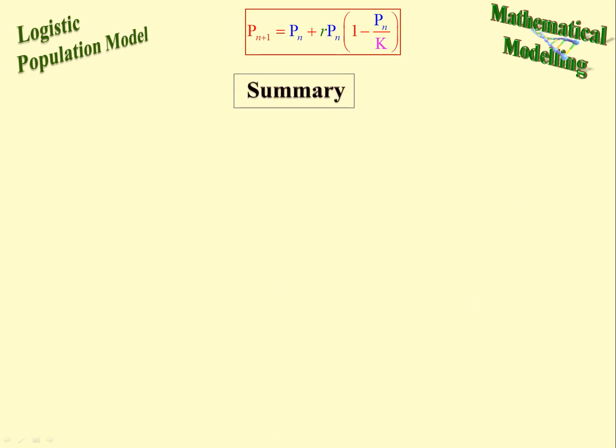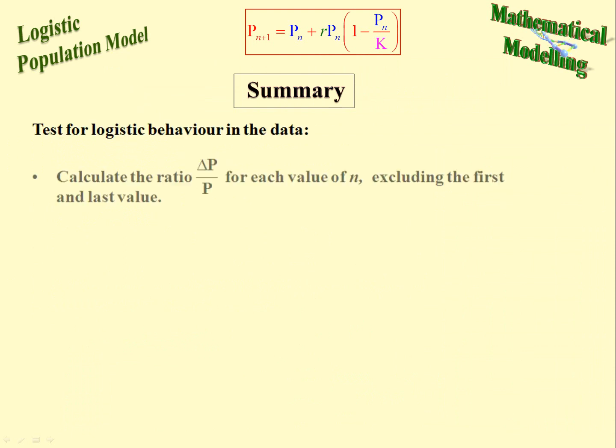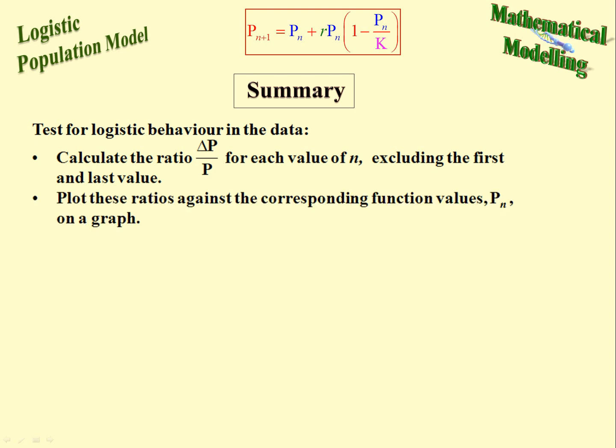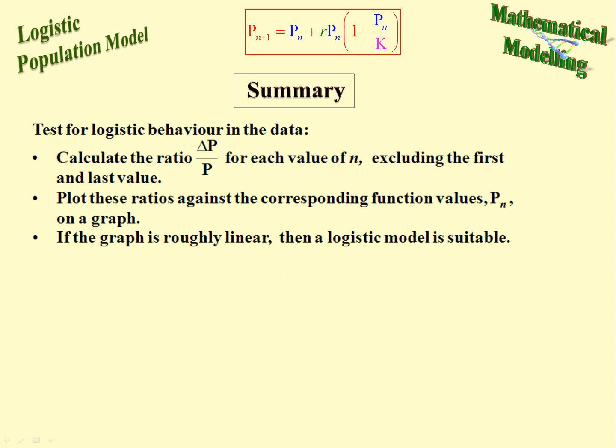A summary. Testing for logistic behavior. We calculate the value of delta P over P for each value of n, excluding the first and last, because we can't work out delta P for the first and last. Plot these ratios against the corresponding function values Pn on the graph. If the graph is roughly linear, then a logistic model is suitable. So we get that graph going from R down to K.